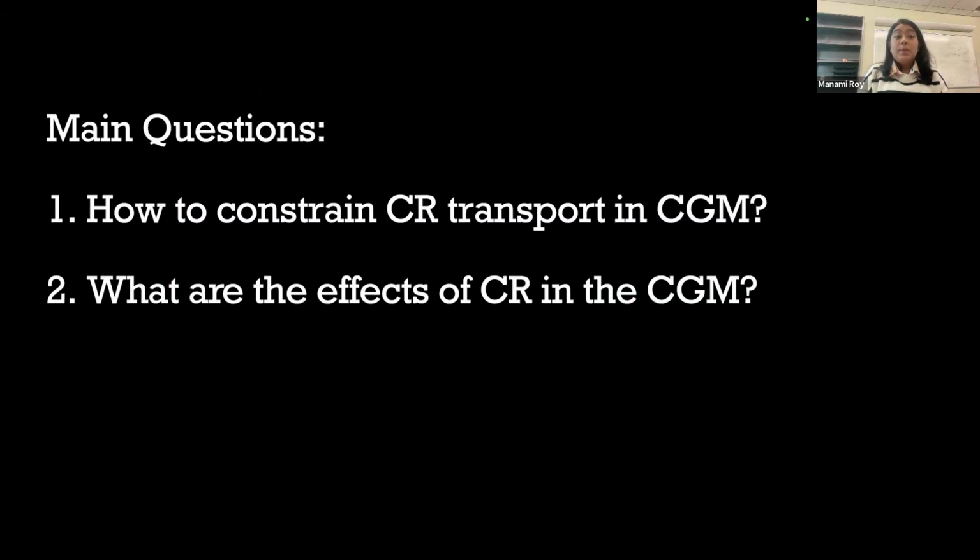So the main questions we are trying to address, even with this uncertainty and lack of observations, are how to constrain cosmic ray transport in the CGM, and what the effects of cosmic rays in the CGM are.